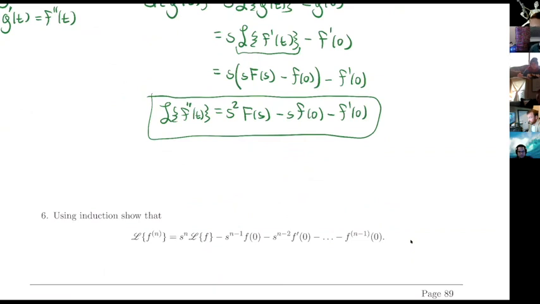If you haven't seen induction before, just know that I could then use this result to prove it for the third derivative, and then use the third derivative to prove it for the fourth derivative, and so on. So in general, we now could use this property to help us solve differential equations of any order. We're usually going to stop at the second order, but we could go further.